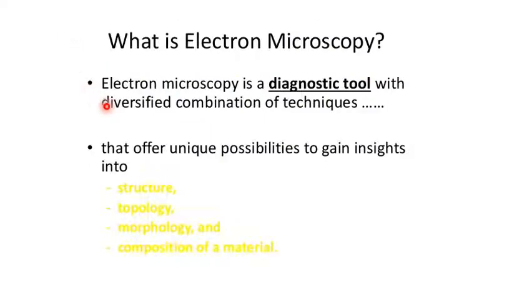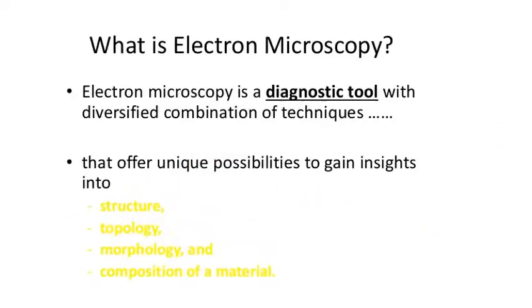What is electron microscopy? Electron microscopy is a diagnostic tool. It is used for investigation of structure. It is used in biology as well as in material chemistry for studying the nature and structure of the material. It has a diverse combination of techniques that offer unique possibilities to gain insight. What information can we get? We get information about the structure, topology, morphology, and composition of materials. We can get these types of information from electron microscopy.